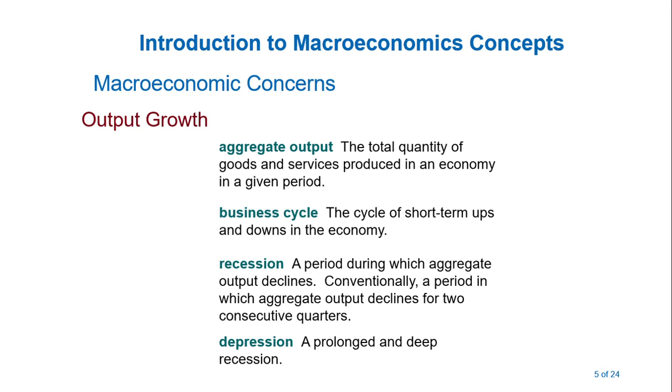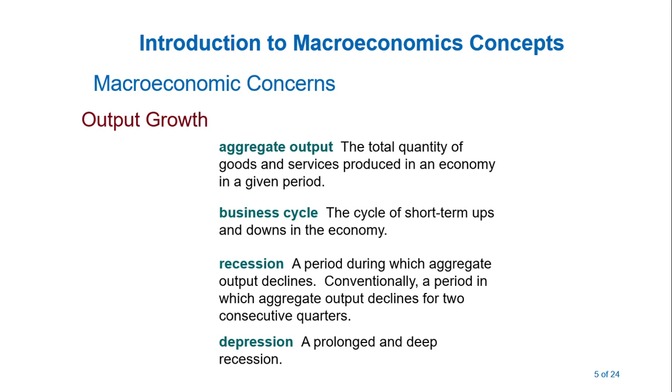Output growth. Output growth considers, first of all, the aggregate output. Aggregate output is the total quantity of goods and services produced in an economy within a given period of time. The total within the whole economy produced within a given period of time. And for output growth, one concern is the business cycle. We will go deep into all these. A business cycle is a cycle of short-term ups and downs in an economy.